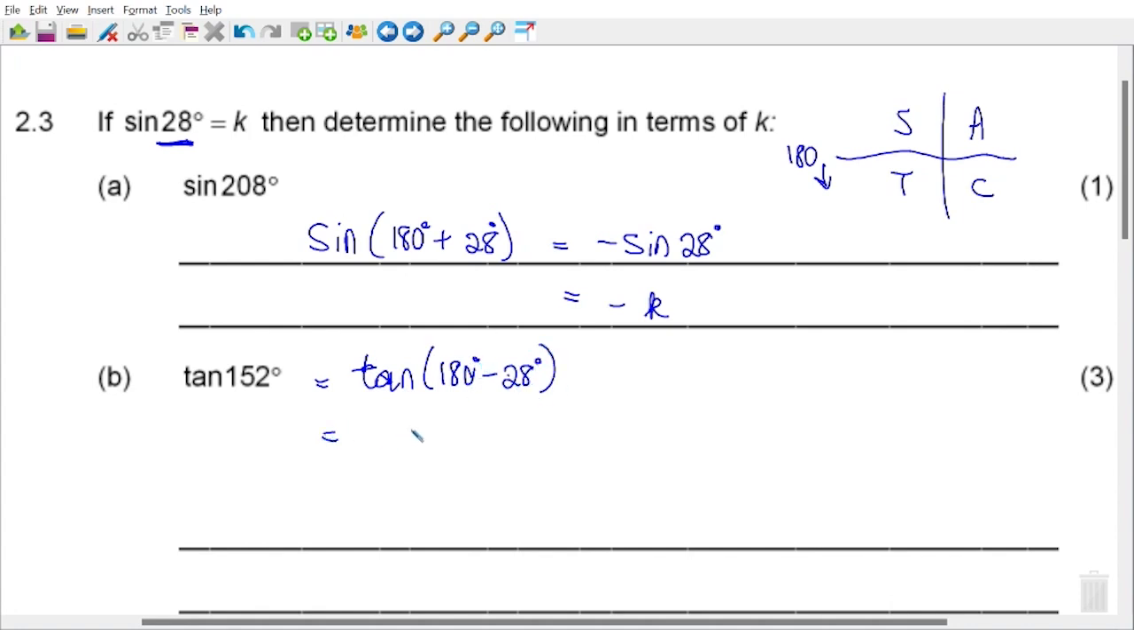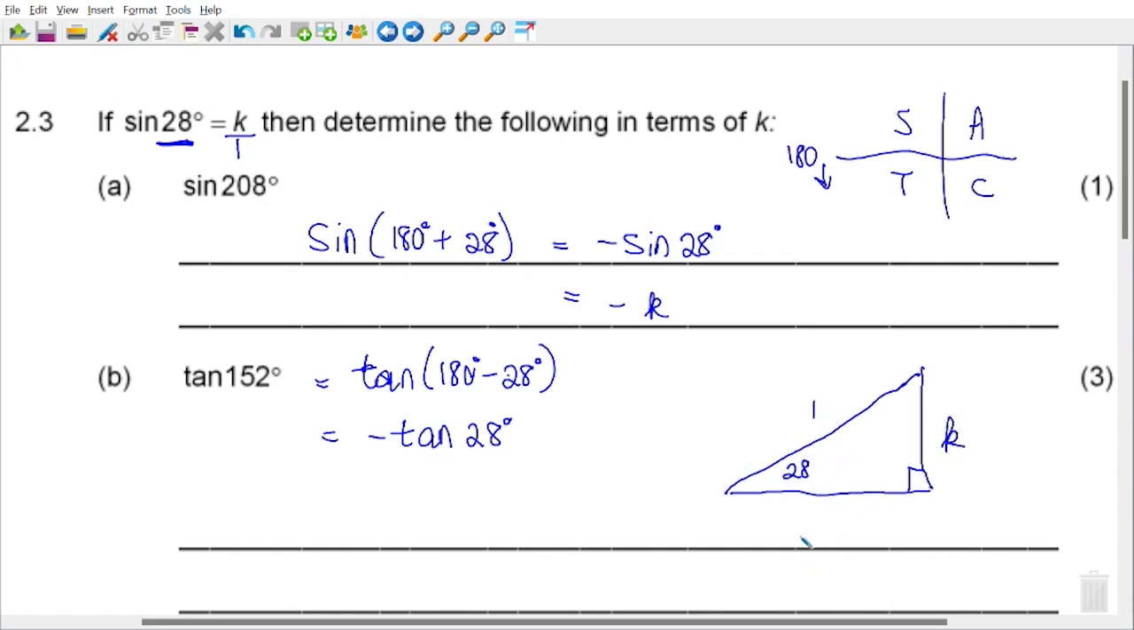And that's in the second quadrant, and so I'm actually going to get negative tan 28. Now we've got a slight challenge because we know about sine of 28, we don't know about tan of 28. However, we can draw a little picture here. Because remember, sine is my y value over my r value, or my opposite over my hypotenuse. And I'm going to write sine of 28 as k over 1. So k goes here, that's the opposite, and 1 goes here, that's the hypotenuse.